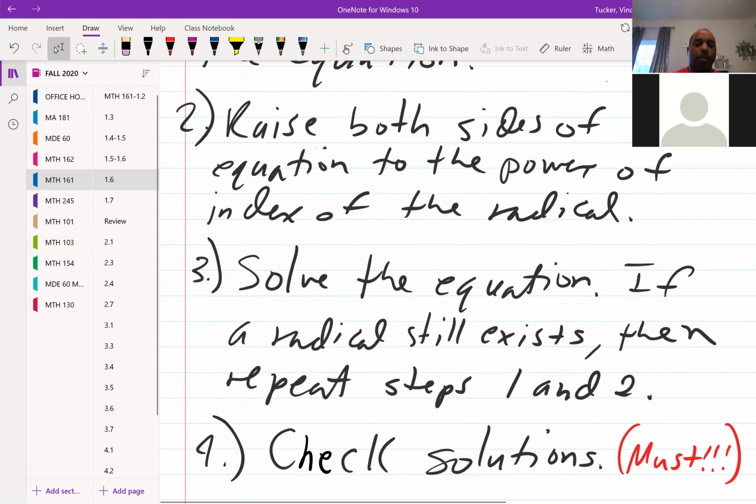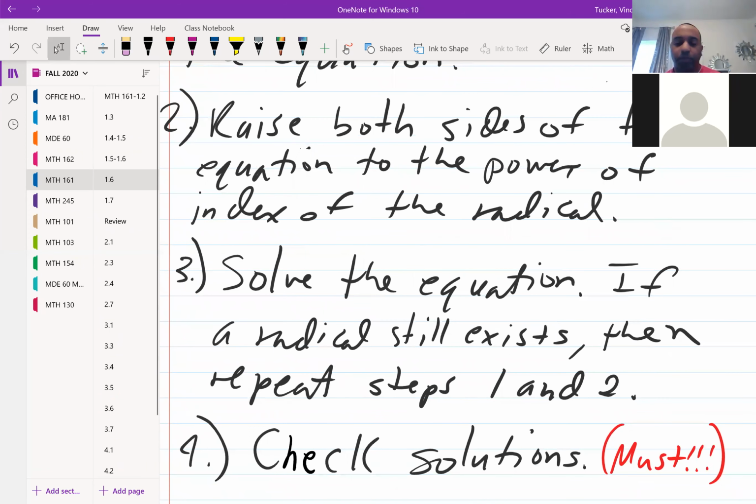Check the solutions, and you'll see as we go through our solving why it's a must in this case that you check the solutions. I haven't emphasized it in other processes we've used, but whenever you're solving these radicals, especially when taking the even power of both sides, you must check your solutions. Because of the alteration of the equation, it's possible that one of the solutions may not work, even if you did everything correctly.